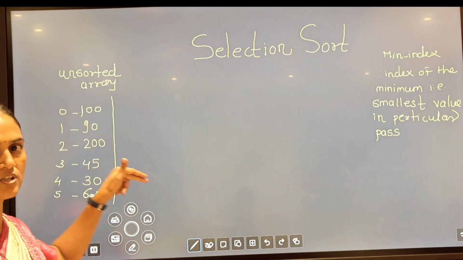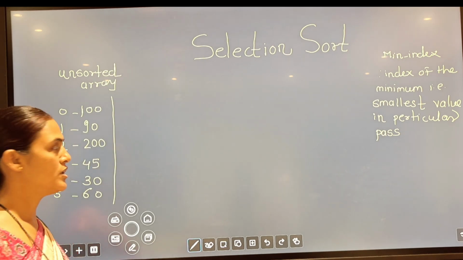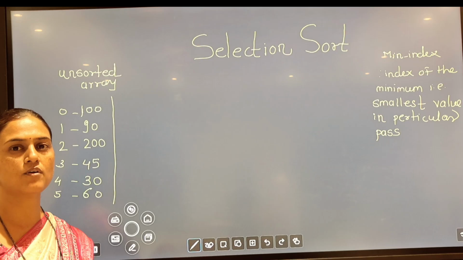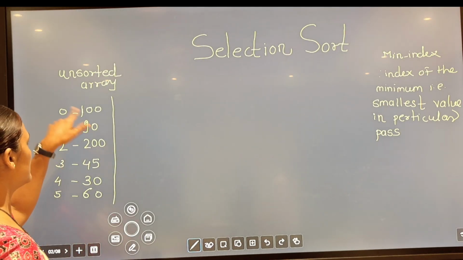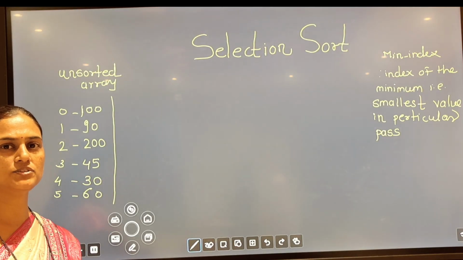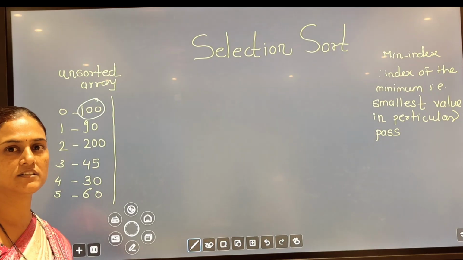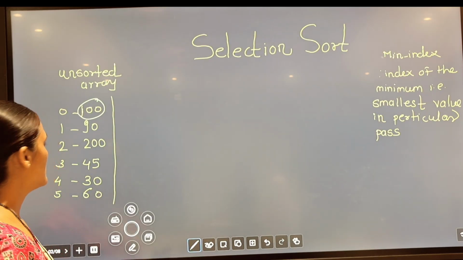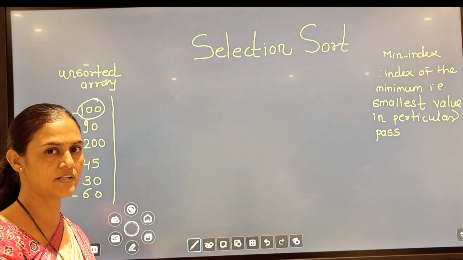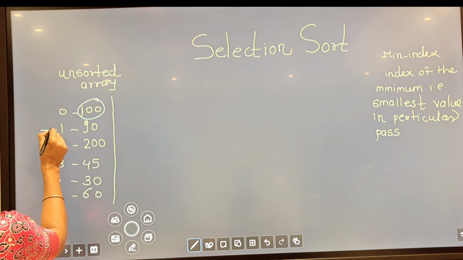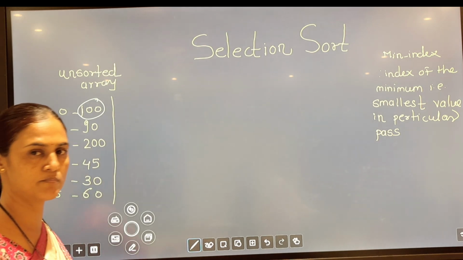Consider this is an unsorted array: 100, 90, 200, 45, 30 and 60. So let's see how to perform the manual trace out of selection sort. First of all, by default the first value is your key value, that is here 100 is your key value, and now we are going to compare this key value with its subsequent value. Let me write mean index as mi.